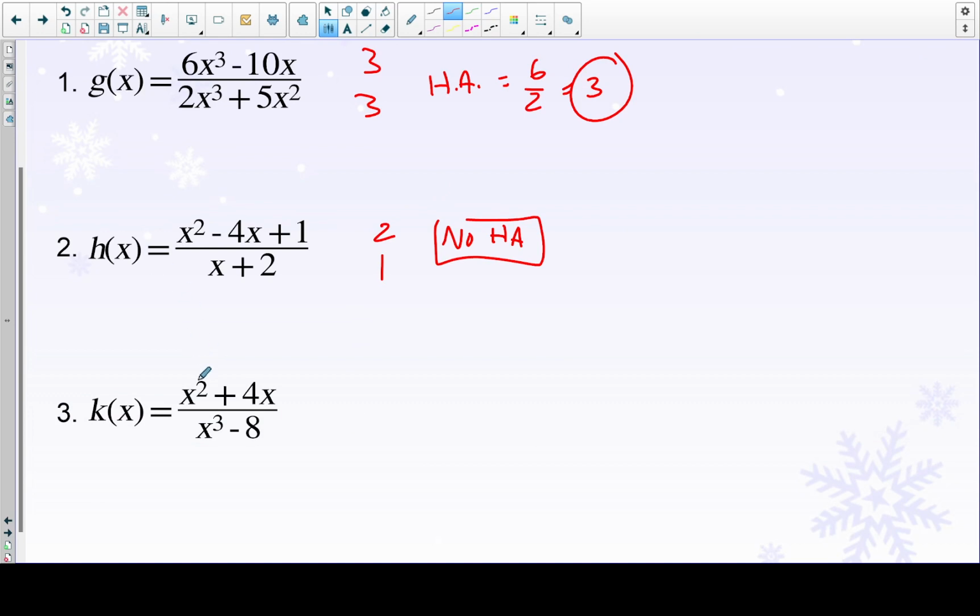And for this one here, the degree of the denominator is bigger. You have a 2 over a 3. Just keep in mind the terms may not always be in the right order, so don't always just look at the first terms. These ones are good, but sometimes you might see ones where they're not in the right order.